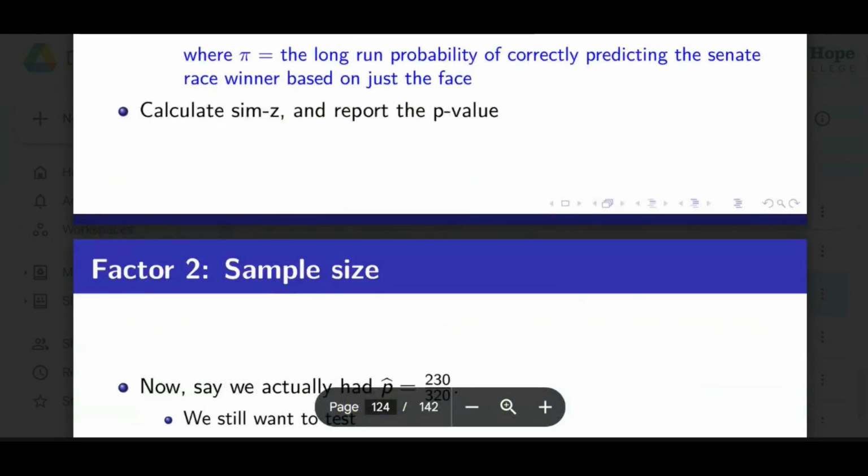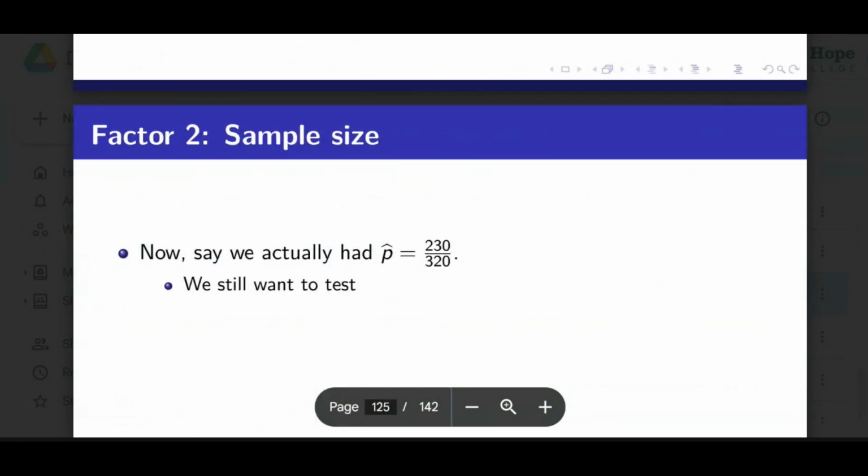So you know what we're going to do naturally. Sample size is the next thing we're going to talk about. Now say we actually had 230 out of 320. This is super hypothetical. It's kind of fake, honestly.